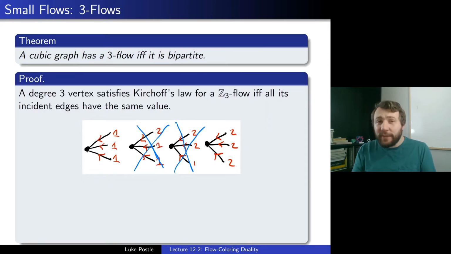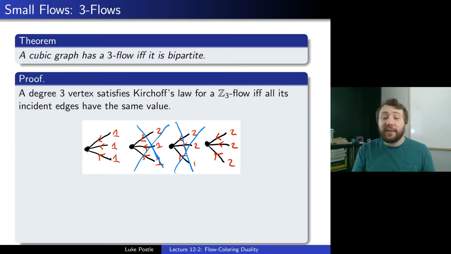A degree 3 vertex satisfies Kirchhoff's law for a Z3 flow if and only if all its incident edges have the same value. You can study the picture here. If I have 3 edges, I have values 1 or 2. Let's just orient them all toward the vertex, say, because otherwise it will just flip to its inverse. So if they're all incoming 1, that will be 0 mod 3. So that will be fine.